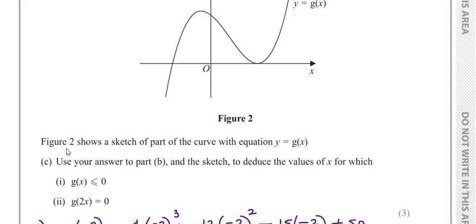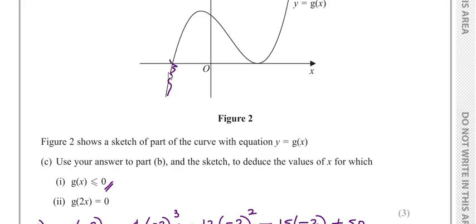Next part of the question: figure 2 shows a sketch of the part of the curve with equation y is equal to g of x. Use your answer to part B, where we have found the factors, and the sketch to deduce the values of x for which g of x is less than or equal to 0. So here what we need to do is look for the g of x values which are below the x-axis, because this is the y value. Less than 0 means this is the y value which is less than 0. Okay, so what is this point?